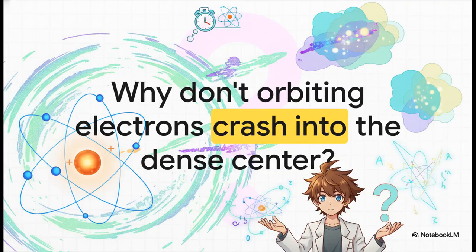Which leaves us with a totally fascinating final thought. We now know the atom isn't a solid sphere, but mostly empty space with a really dense core. But wait, opposite charges attract, right? So if the negative electrons are just zipping around a dense positive nucleus in all that empty space, why don't they just spiral inward and crash right into the center, destroying the atom entirely?